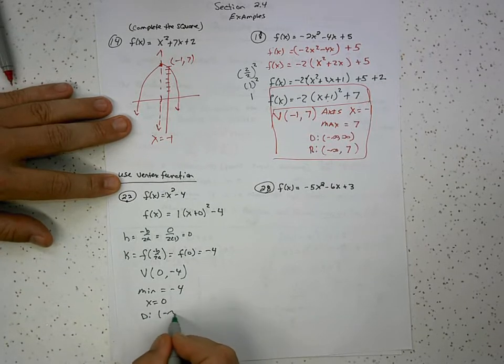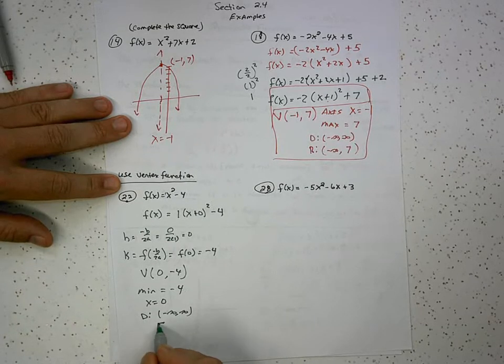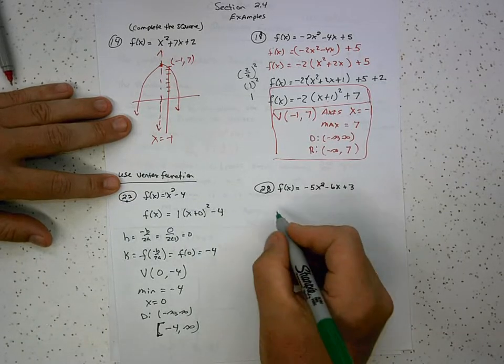Domain is -infinity to +infinity. And being it's opening up, the range starts at the minimum and goes to infinity. Okay, 28, a little bit different. We're going to do that one also.